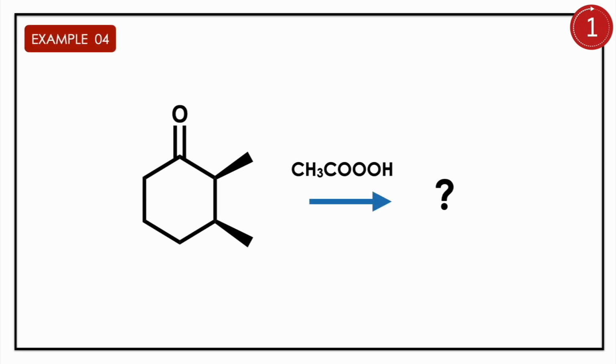Then the next example. Here you have cyclohexanone with two methyl groups in alpha and beta positions. Two methyl groups are seen above the plane. You are using the peracid. You have to find what will be the final product.